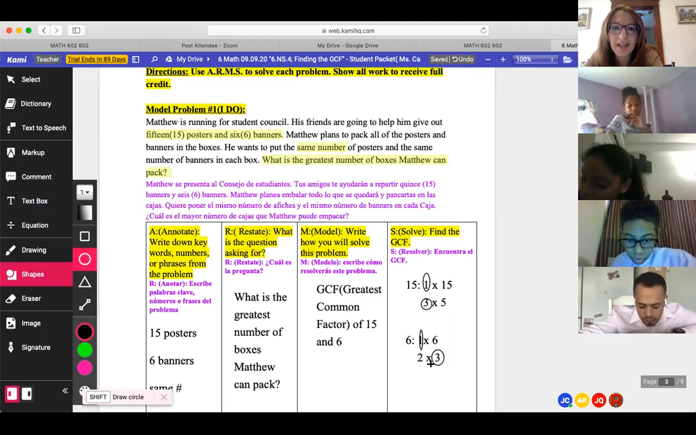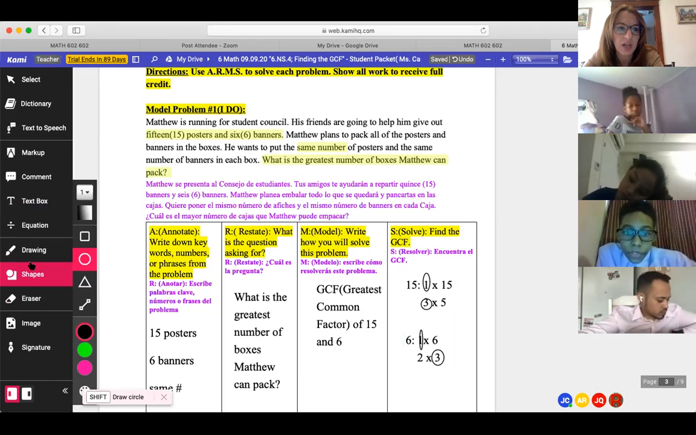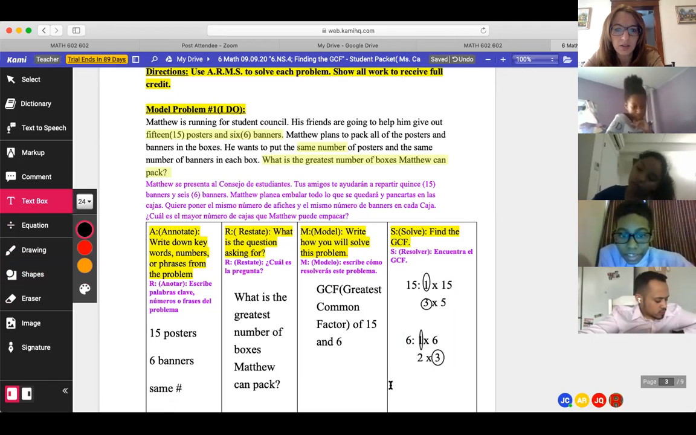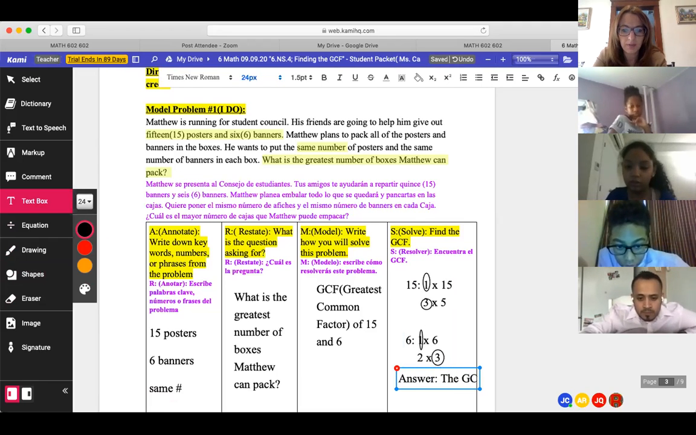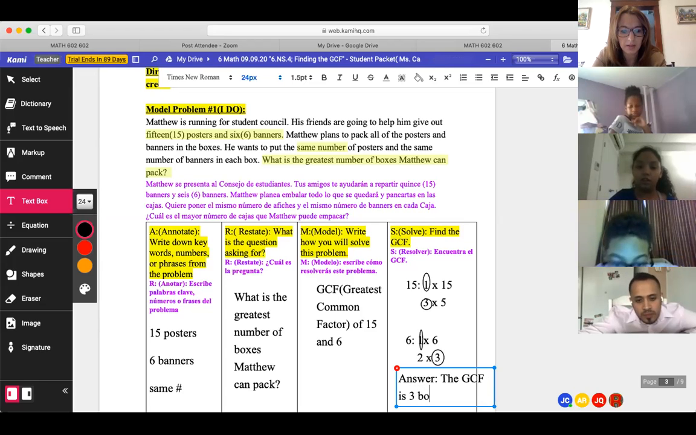So we can say that the greatest number of boxes, which is the GCF, is what? Is it 1 or 3, guys? Type in the chat box. 3. This is the greatest number. So we're going to write the answer. The GCF, which is the greatest common factor, is 3 boxes.